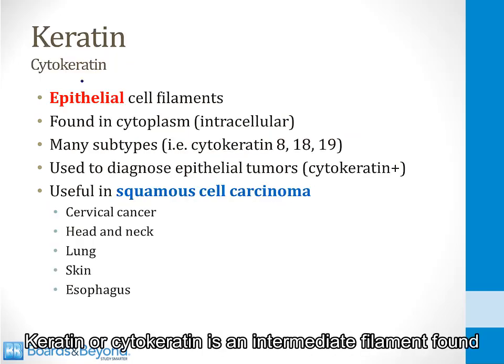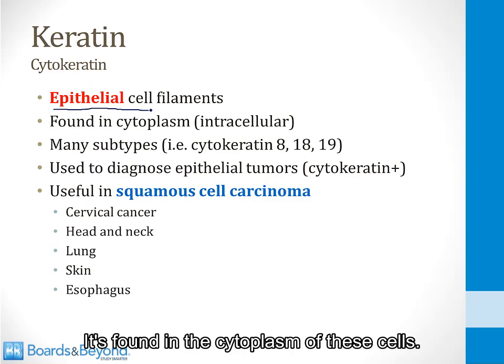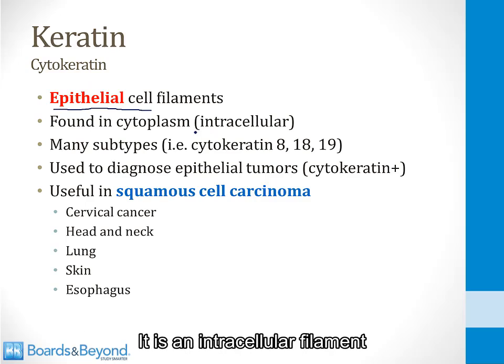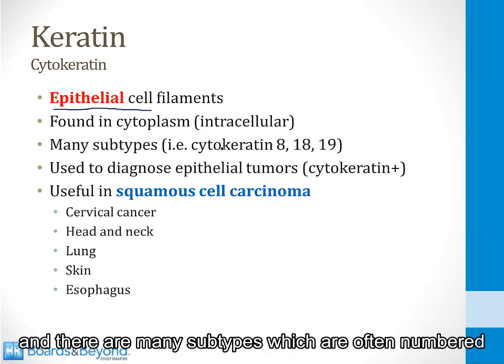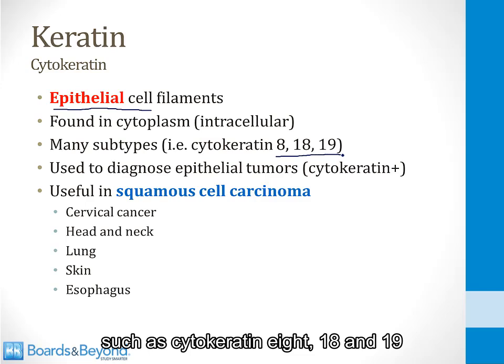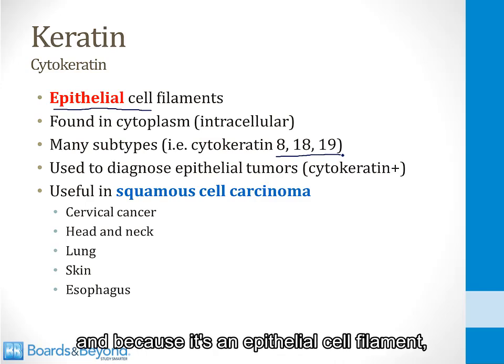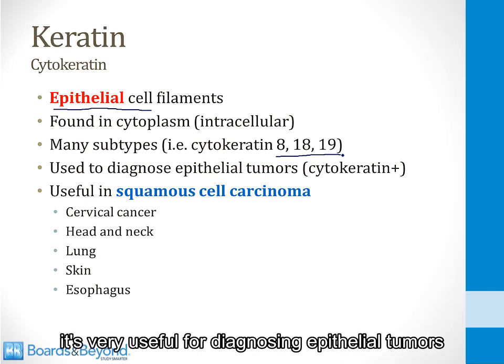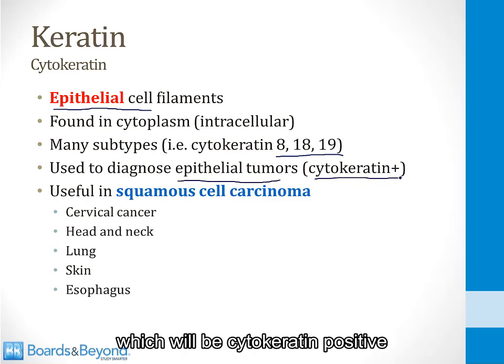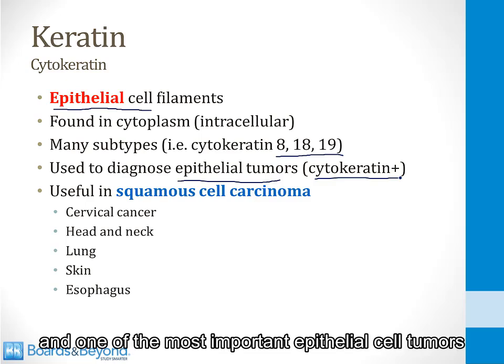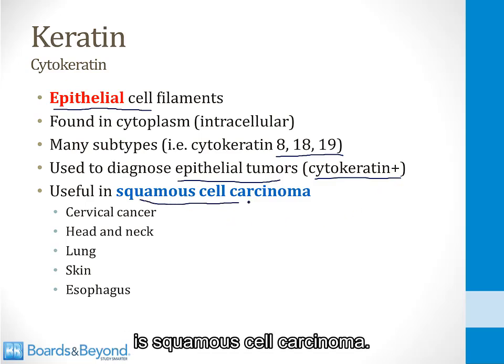Keratin, or cytokeratin, is an intermediate filament found in epithelial cells. It's found in the cytoplasm of these cells. It is an intracellular filament. And there are many subtypes which are often numbered, such as cytokeratin 8, 18, and 19. Because it's an epithelial cell filament, it's very useful for diagnosing epithelial tumors, which will be cytokeratin positive. And one of the most important epithelial cell tumors is squamous cell carcinoma.